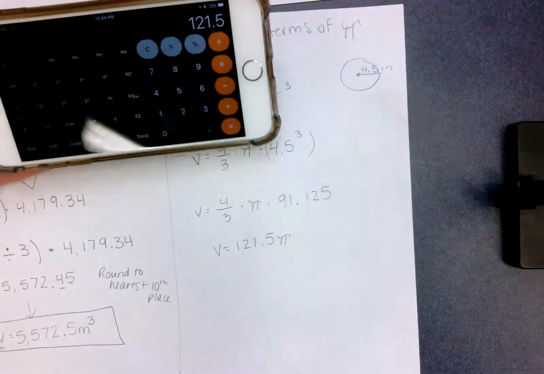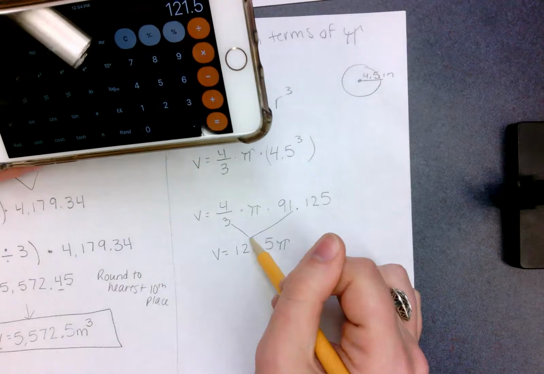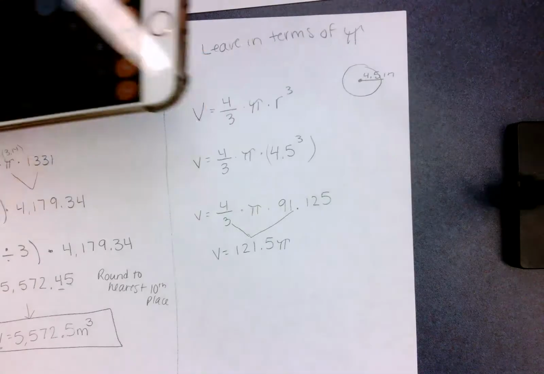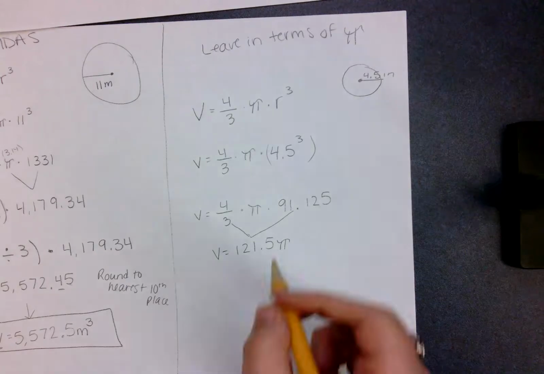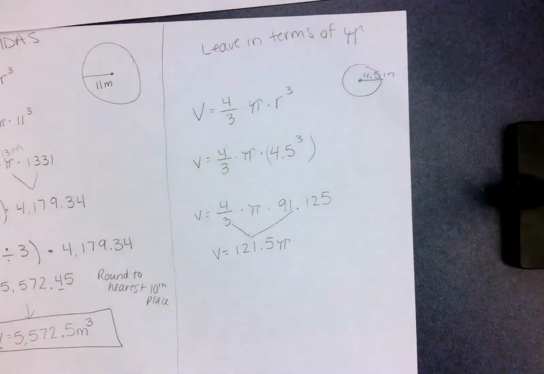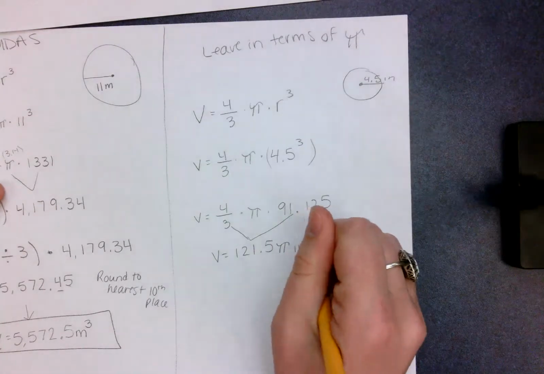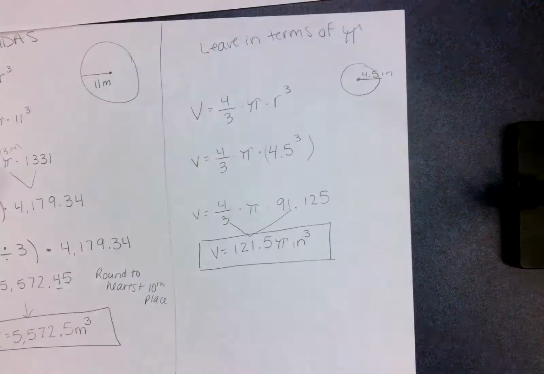You need to bring down pi. So all I did here was join together 4 over 3 and 91.125 by multiplication. Leave pi because your answer is in terms of pi, and don't forget your units, which is inches to the third power. And there's our volume in terms of pi.